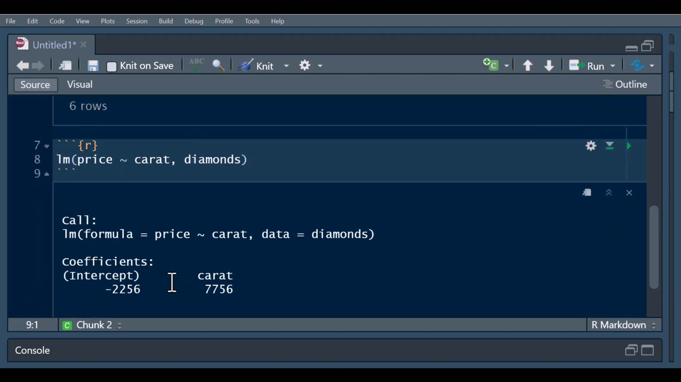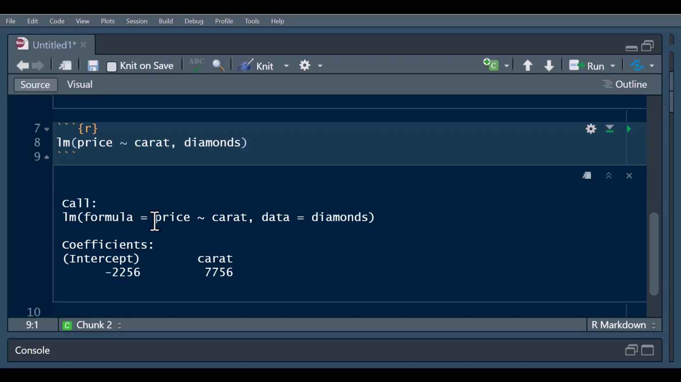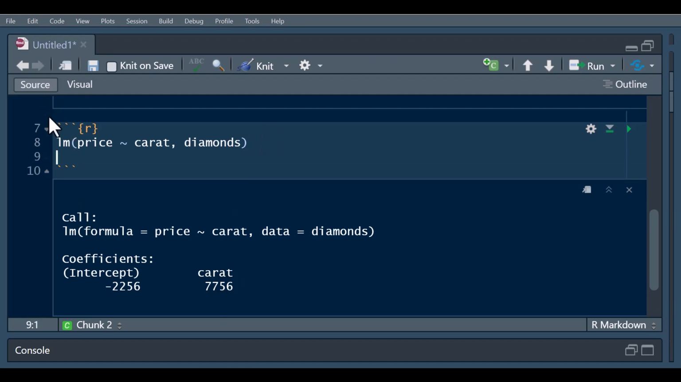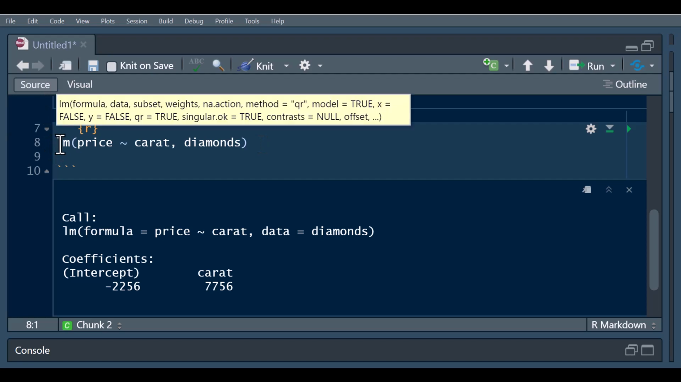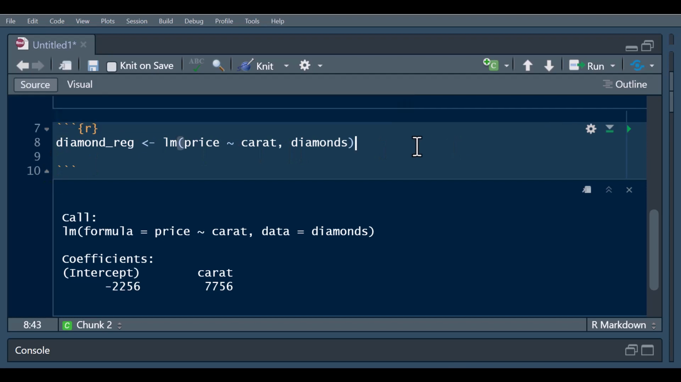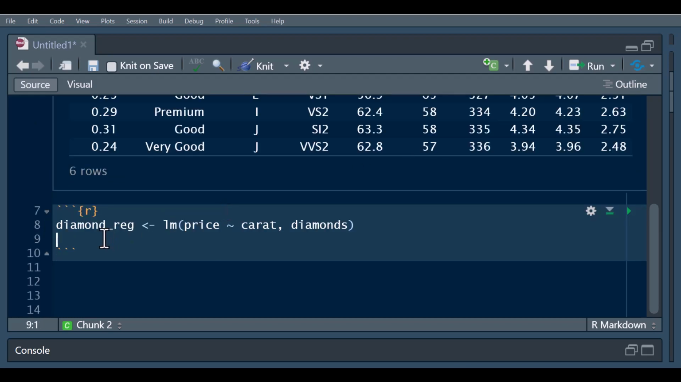So you can see our regression analysis has already been done. The formula, price on carats. So this is the coefficient and this is the intercept, as you can see. This is the intercept, and this is the coefficient of carats. So if you want to find out more about our data, then we use the summary function. So let's assign this to a variable. We can call it diamond regression. This is going to store our values in a variable. So we're going to use the summary function to find out more about our regression analysis.